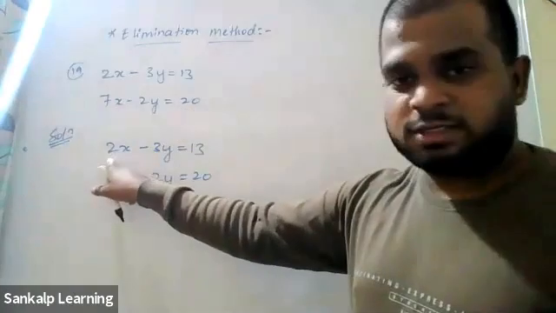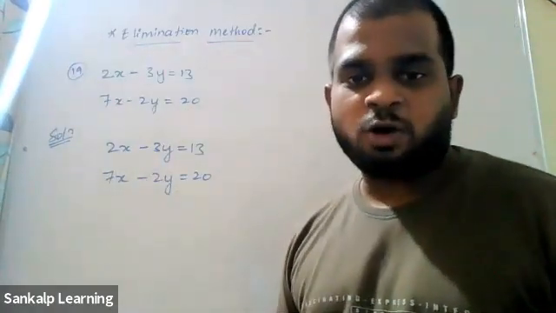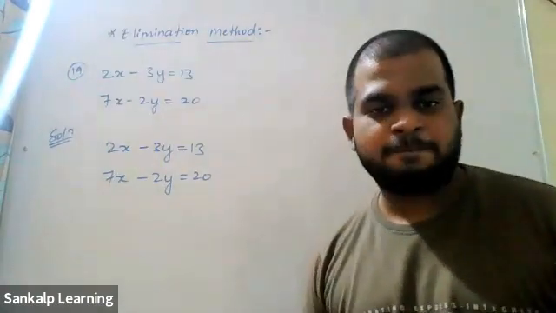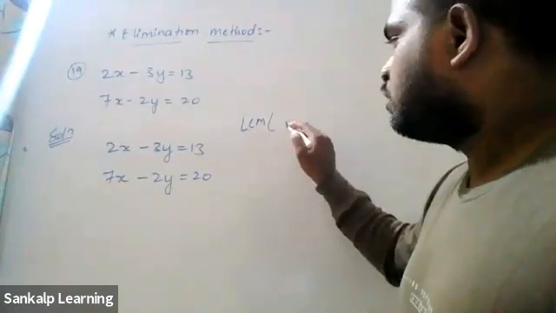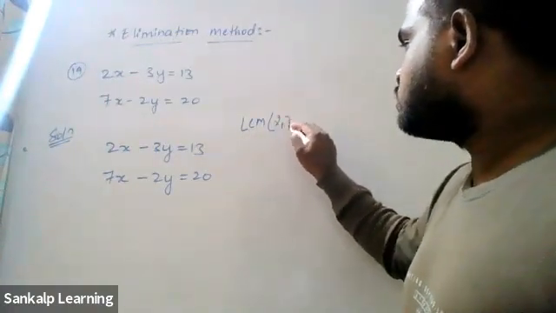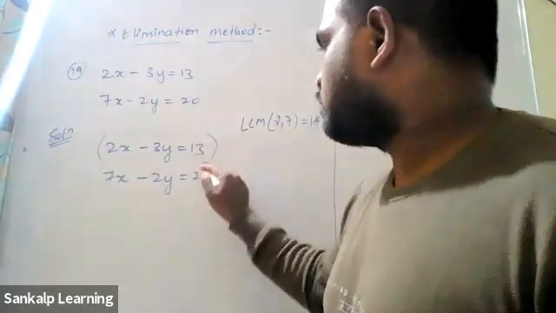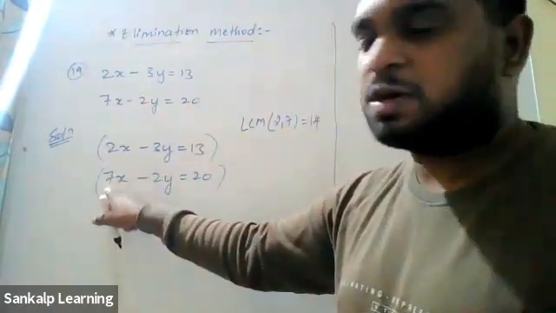Here the x coefficient is 2. Here the x coefficient is 7. They are not the same. How do you make them the same? By taking the LCM. Okay, let's take the LCM of what and what? 7 and 2. So the LCM of 2 and 7 is what? 14, isn't it? So this 2 should become 14, and this 7 should also become 14.